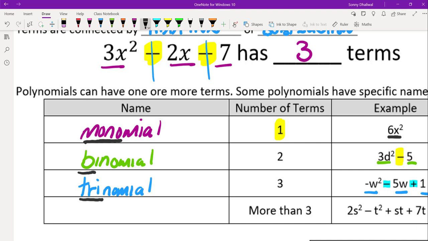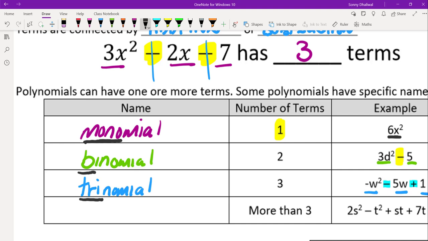Right? So I like to think of it as a bicycle. It works for most of these ones. A bicycle has 2 wheels. Bicycle, binomial. Tricycle has 3 wheels. Trinomial, tricycle. And the only one that sort of doesn't work is the 1 wheel, we call it a unicycle, but monomial.